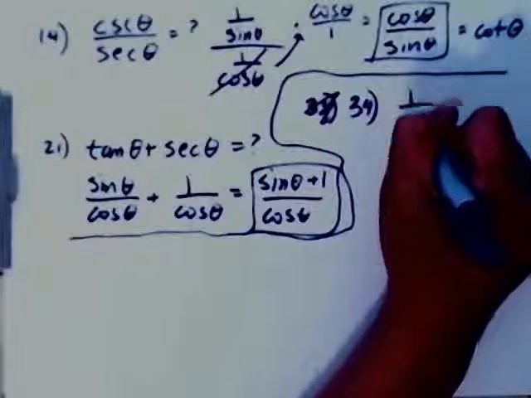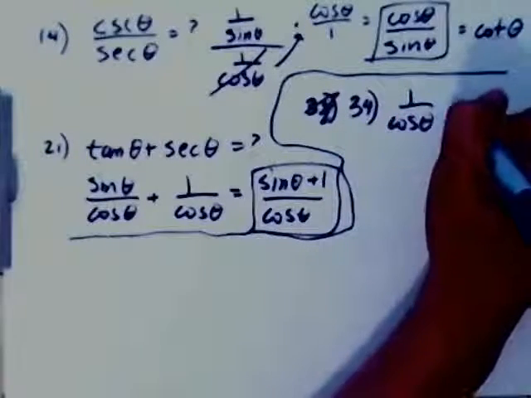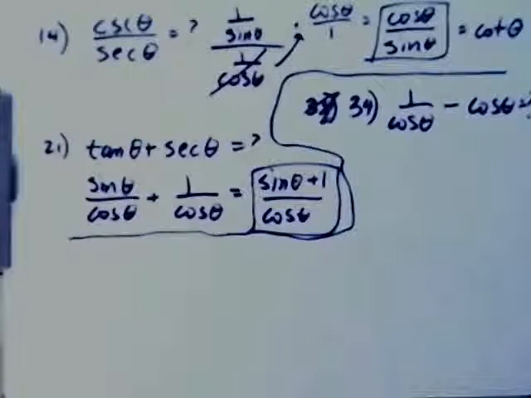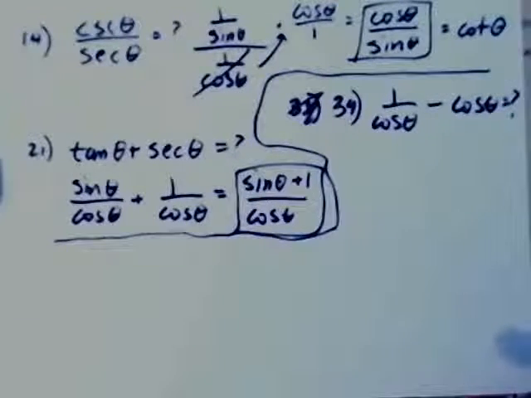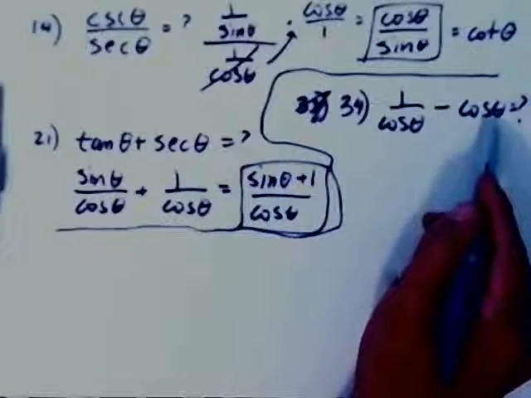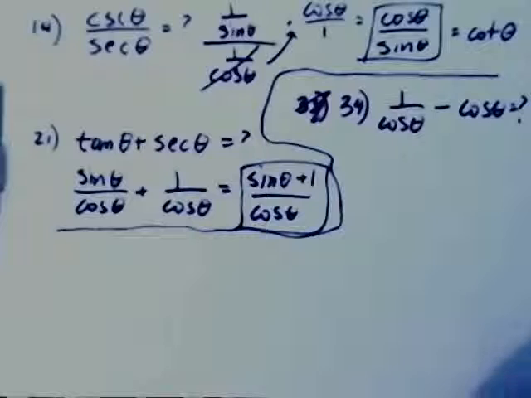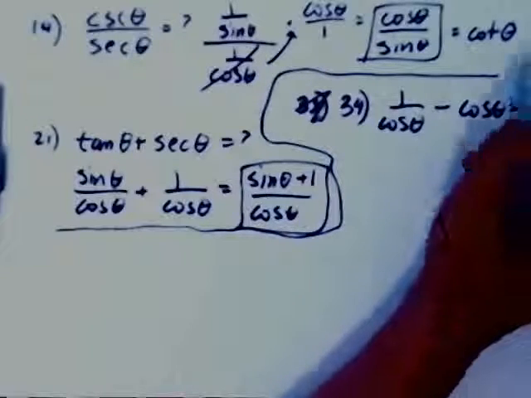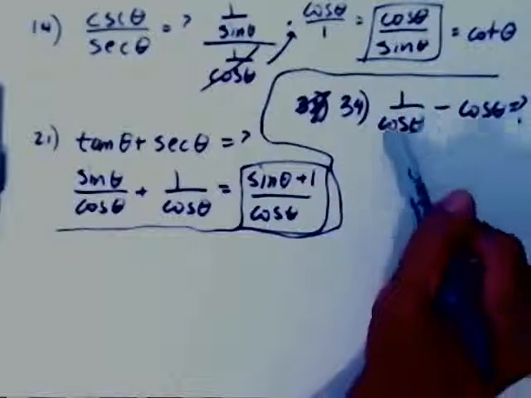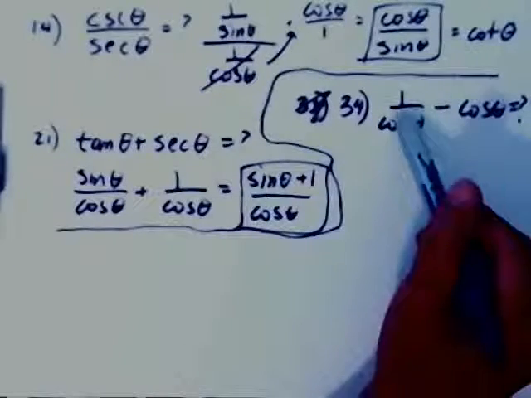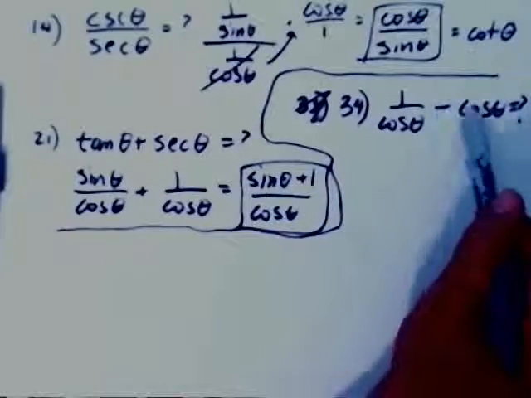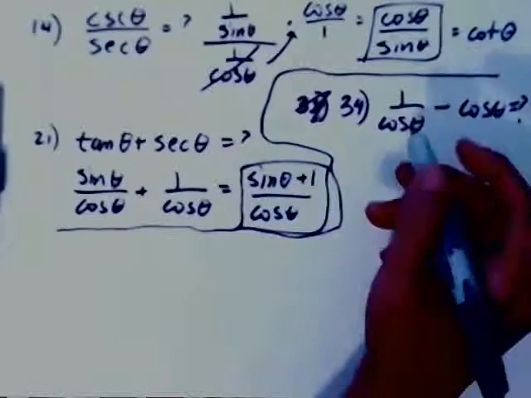34 says 1 over cosine of theta minus cosine of theta equals what? Your natural inclination right now is to change this to the secant of the angle, but you don't know what the secant of the angle minus cosine of the angle is. So we're going to have to do common denominators.